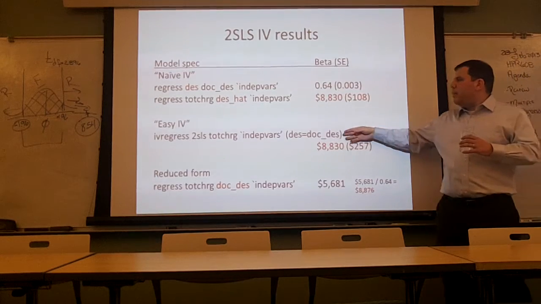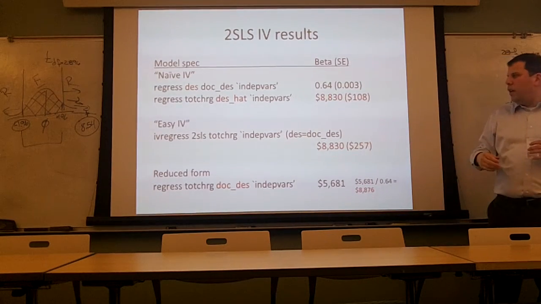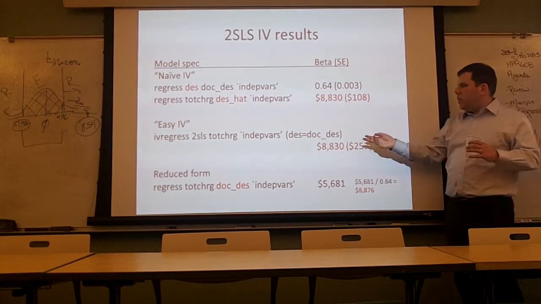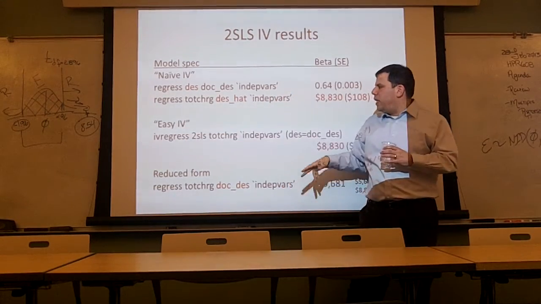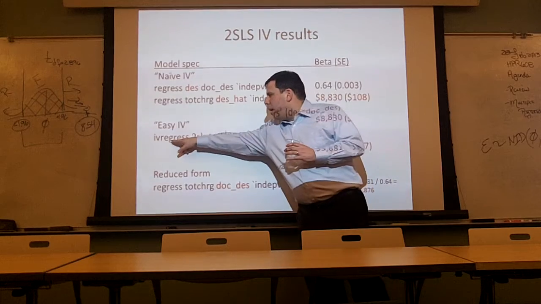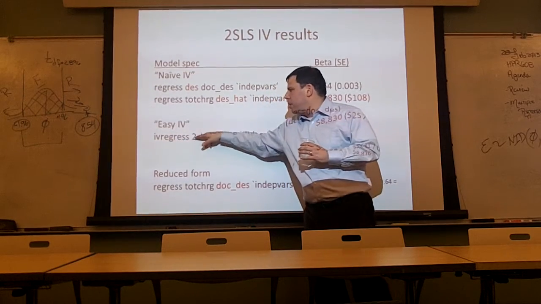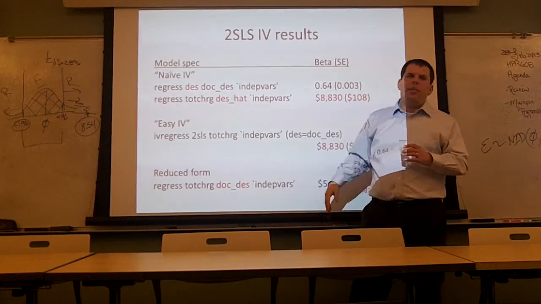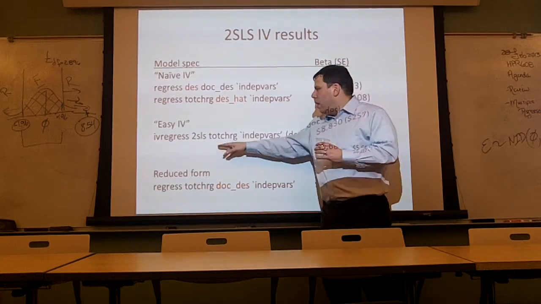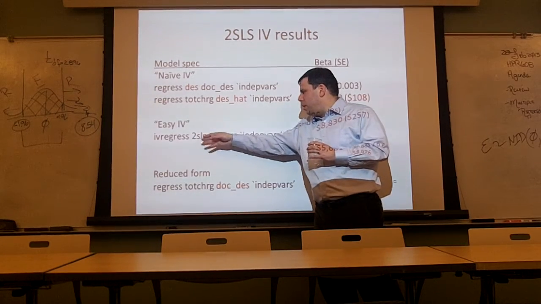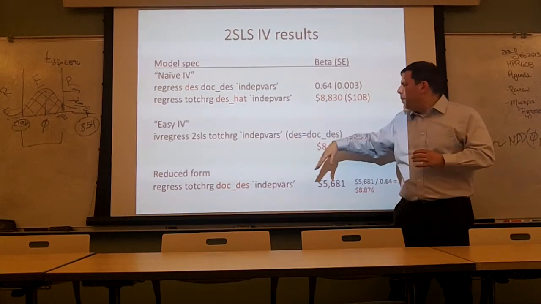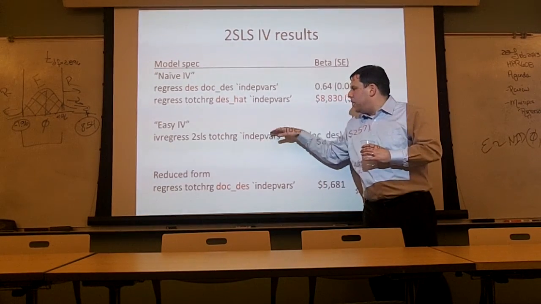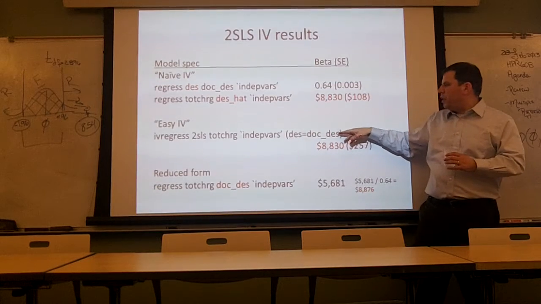Now I'll show you the syntax for the easy IV, which is two-stage least squares in Stata. The syntax is a little different because we're combining both the first and second stage in the regression. The command is ivregress. We ask for two-stage least squares. There are a couple of different options, variations on two-stage least squares, but the fundamental structure is the same. The dependent variable is total charge. These are all our exogenous controls. And then here's our first stage.